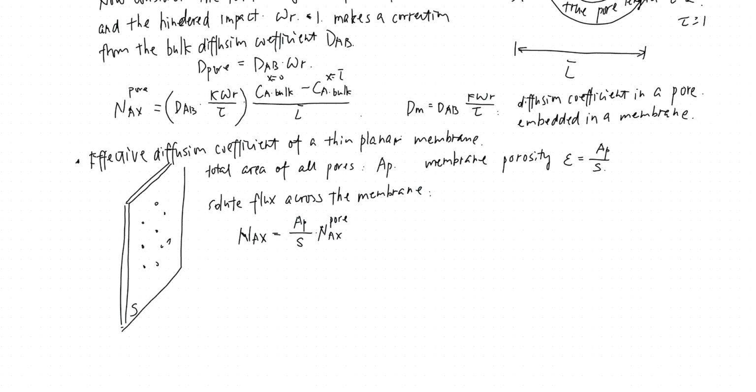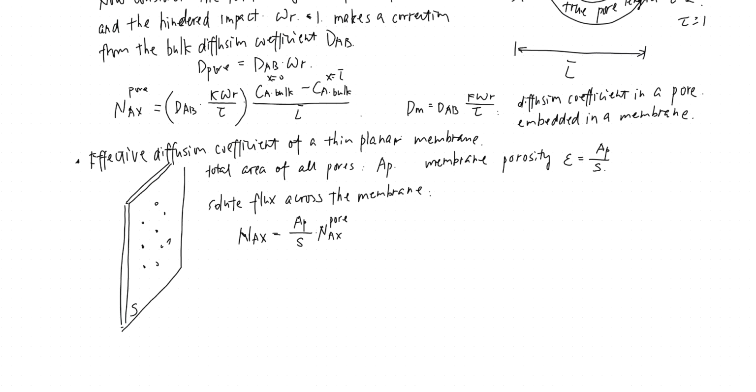You would expect a solute to transport. But if you have a membrane, now the entire membrane isn't totally void or permeable. You only have a fraction, the porosity epsilon, only have this fraction AP divided by S, which is in a void space. So if you consider the total flux, it's the ratio between these two areas.